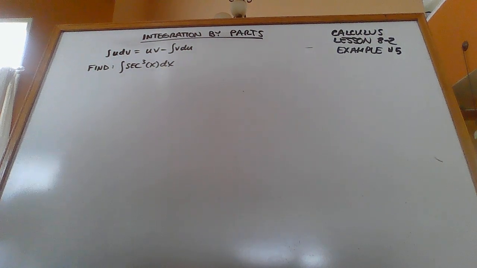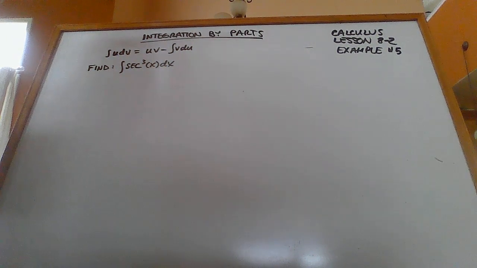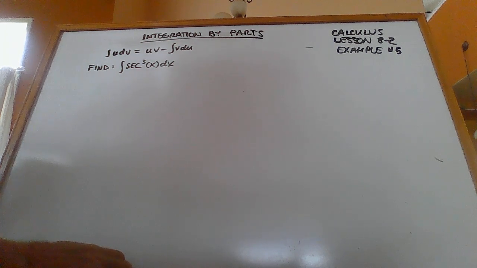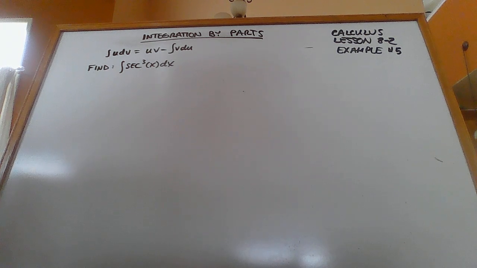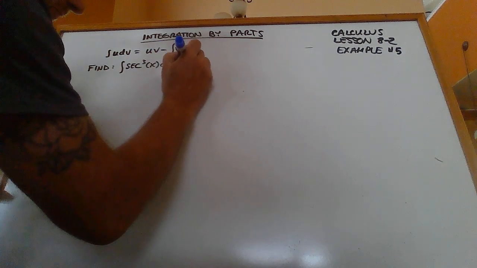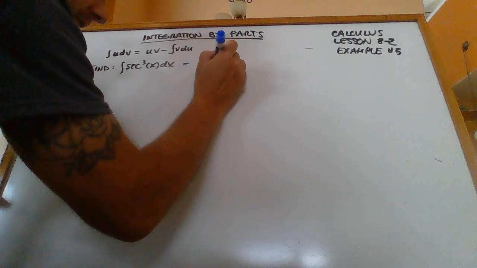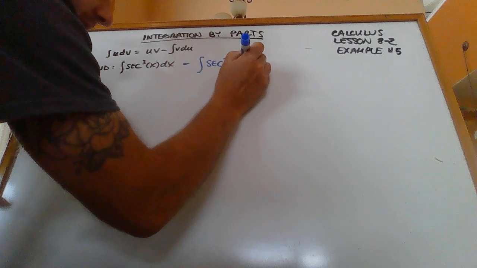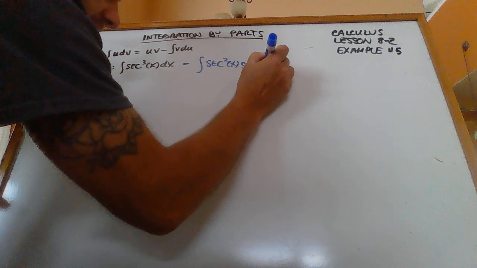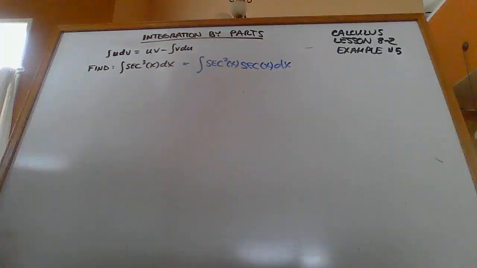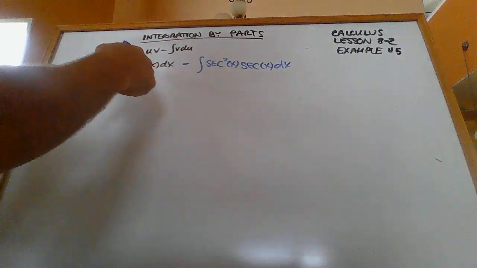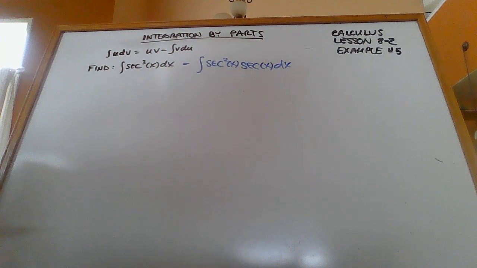Okay, this is an interesting one. Find the integral of secant cubed. Okay, so here's what we're going to do. We're going to take this and change it to the integral of secant squared x times secant x dx. So secant squared times secant is secant cubed.